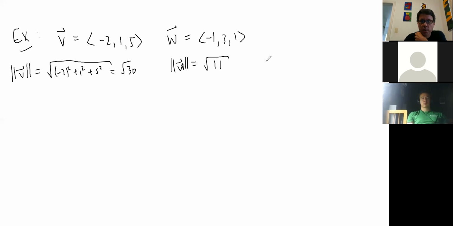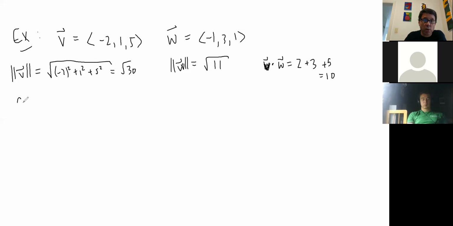The dot product between these two things, the dot product of V and W. I multiply the first two things together, and that gives me 2. I multiply the second two things together, that gives me 3. I multiply the third two things together, and I get 2 plus 3 plus 5, which is 10.